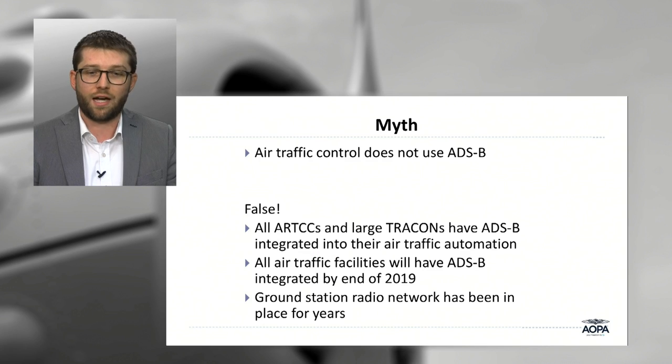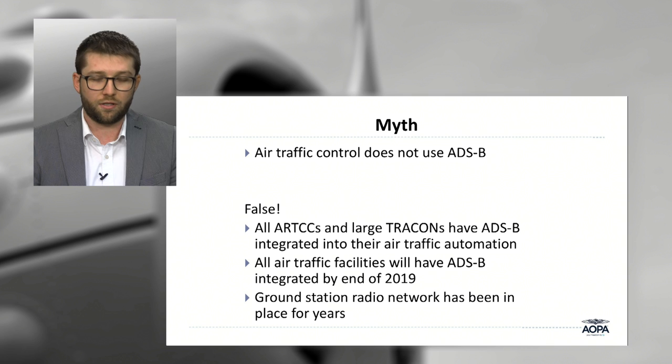Sure, and yeah, so the FAA, as Mike explained, has invested a lot of money and a lot of time to put out the ground stations well ahead of time, by 2014. They have now equipped all of the centers with automation that ingests ADS-B, all of the large TRACONs, and they're well into the hundreds of the smaller TRACONs that are equipped out of the 155 in the country. So by 2019, all of these air traffic facilities will have automation capabilities to ingest ADS-B track information from aircraft.